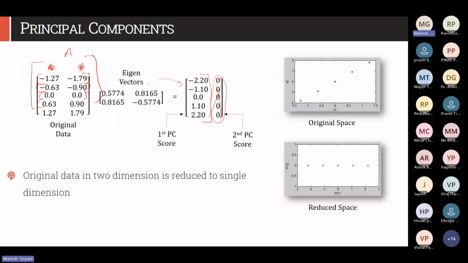Earlier, my data points were falling across the line. After projection, it looks like this. Earlier, it was on axes X and Y, or A and B, but now it has axes PC1 and PC2.